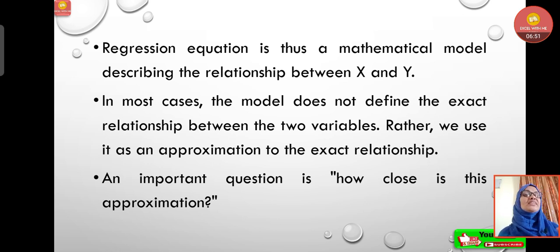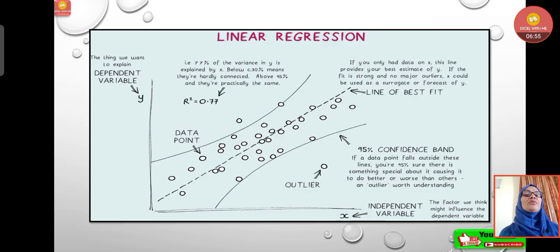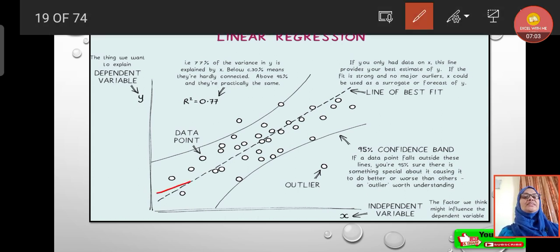An important question is, how close is this approximation? That is a very important question. Now, you can see your linear regression graph given here. You can see clearly this is the line, the linear curve, and these are the dots, the data points. This is an outlier.